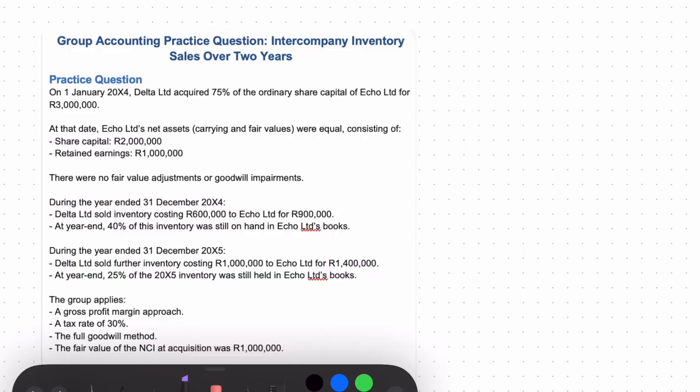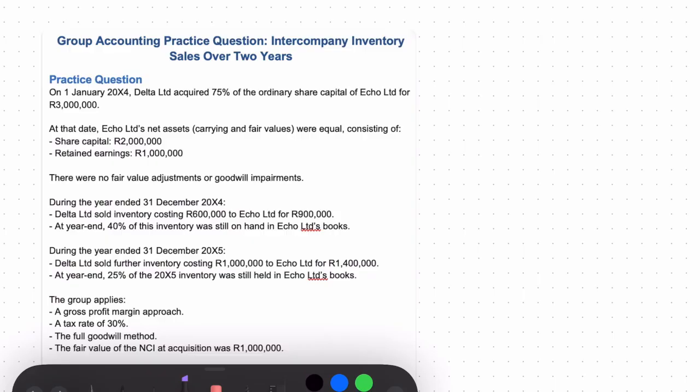So we are basically going through a series where we are dealing with questions on group accounting, just zoning in on various aspects that students typically find tricky. And so in this video, we're going to look at intercompany sales of inventory from the parent to the subsidiary, and we're going to look at how we are eliminating that on consolidation.